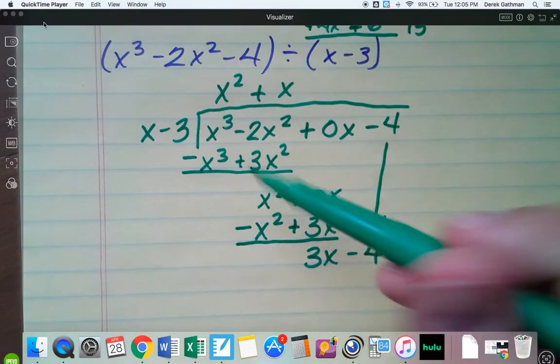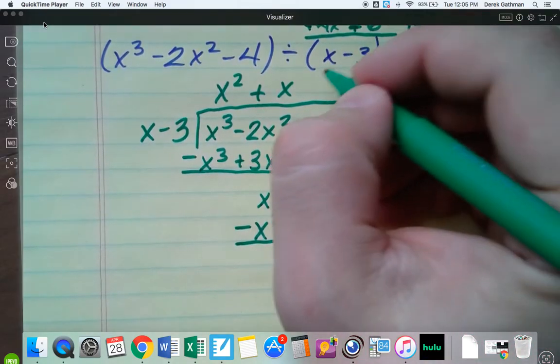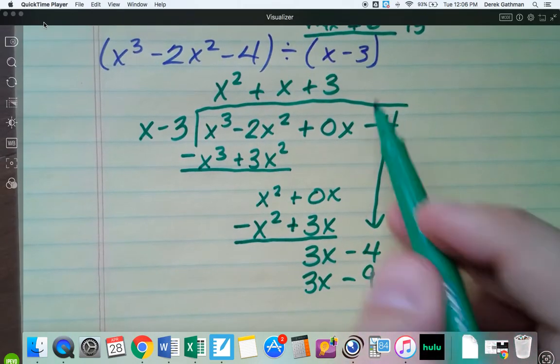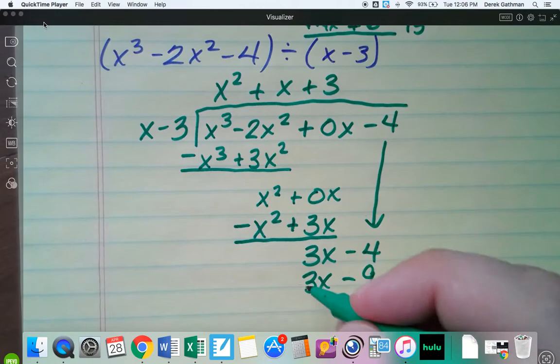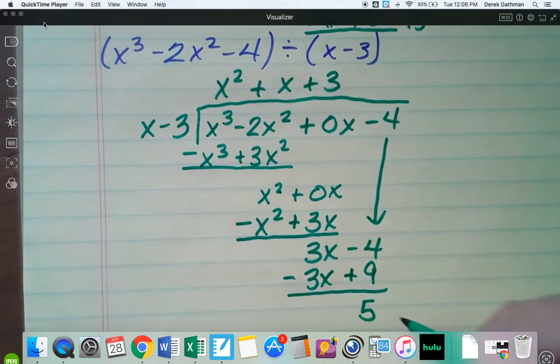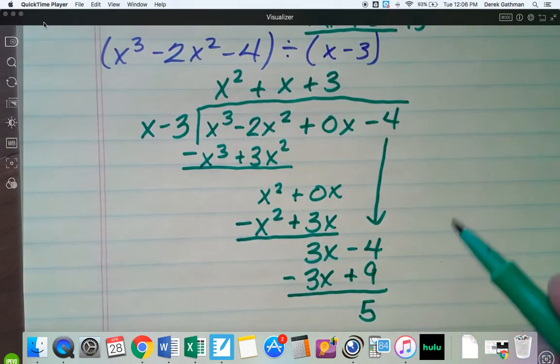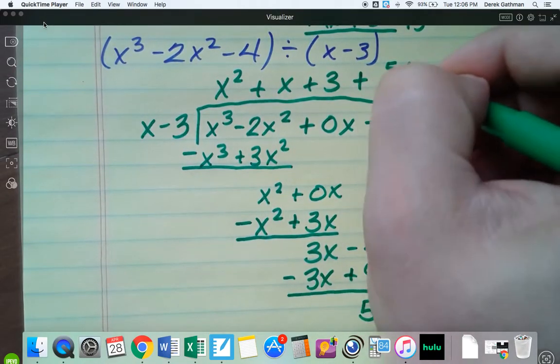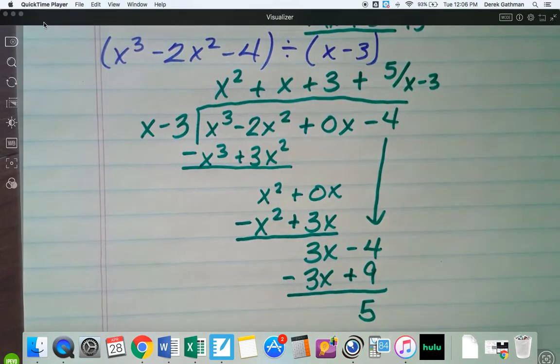x, what times x gives me 3x? So 3. And I get 3x minus 9 after I multiply that by my divisor. And then I need to subtract, so I'm changing both signs, and I end up with 5. So x minus 3 doesn't go into 5, so obviously I have a remainder again. I'm going to write it out as a fraction. So plus 5 over x minus 3. So kind of a process, but you can use polynomial long division to find the quotients of polynomials.